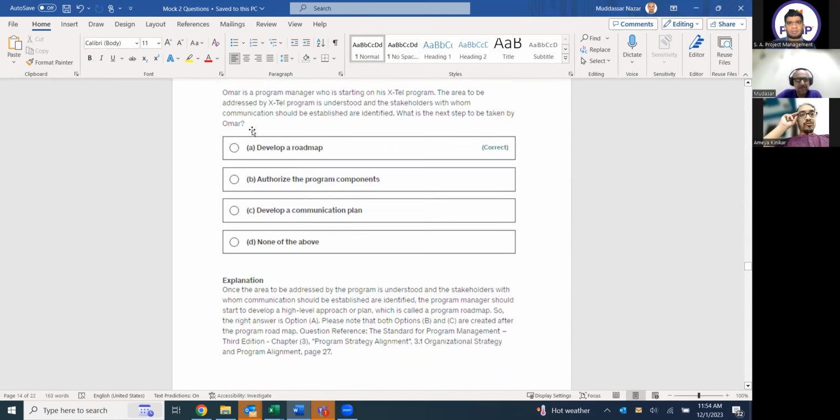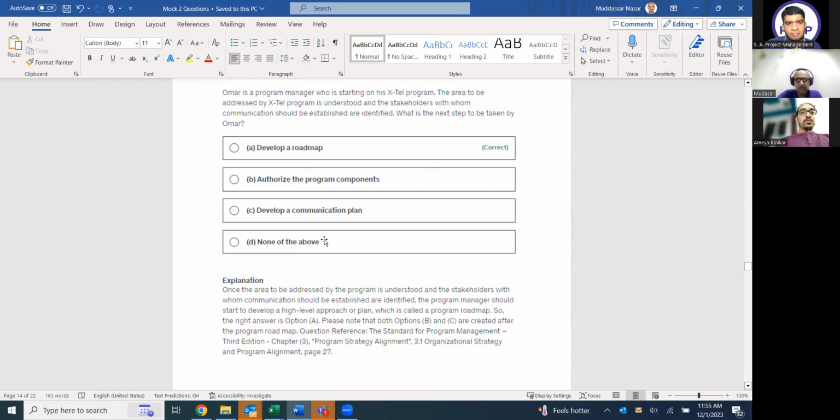Next question: Omar is a program manager who is starting his program. The area to be addressed by the Excel program is understood, and the stakeholders with whom communication should be established are identified. What is the next step to be taken by Omar? Develop a roadmap, authorize the program components, develop a communication plan, none of the above.